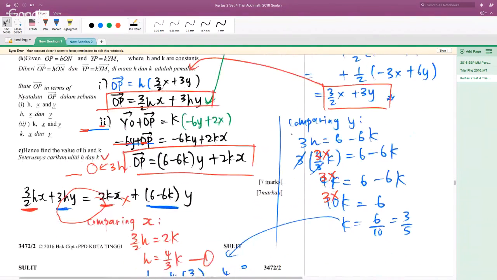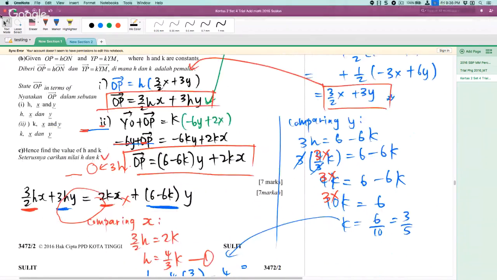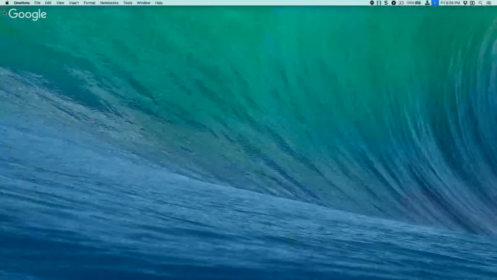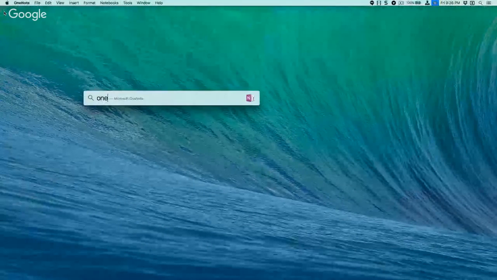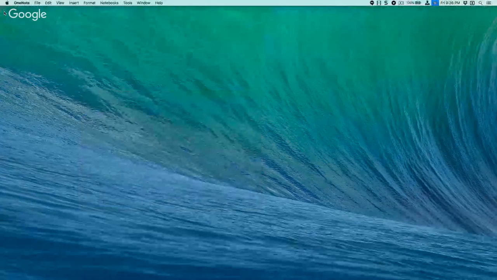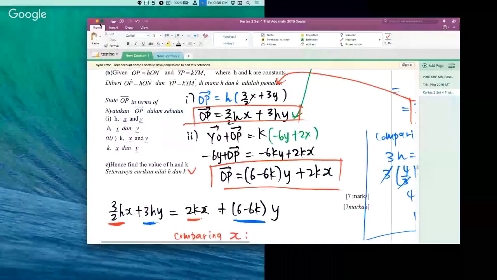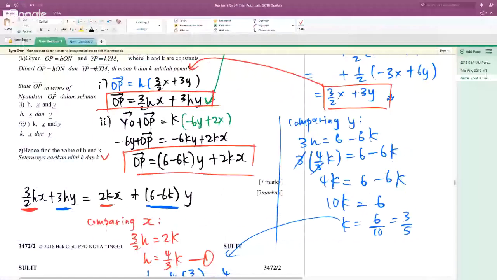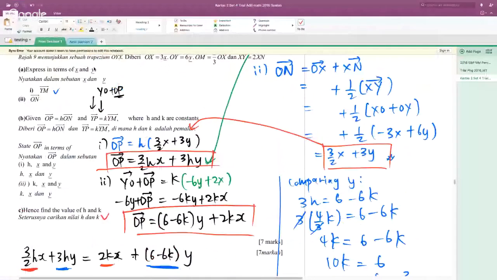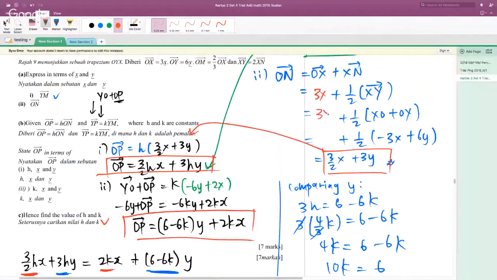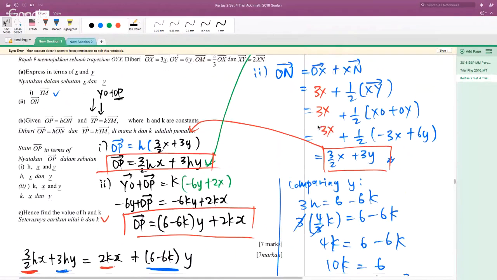And it hangs again, so I'm going to restart the whole thing. Okay, so here is 3x, because OX is 3x. I just confused it with the OY. OY is 6y. So OX is just 3x.